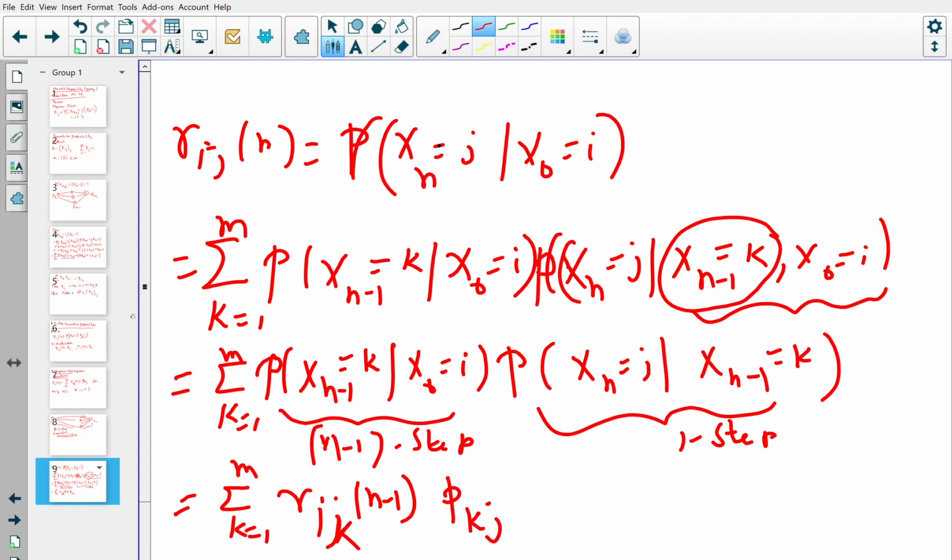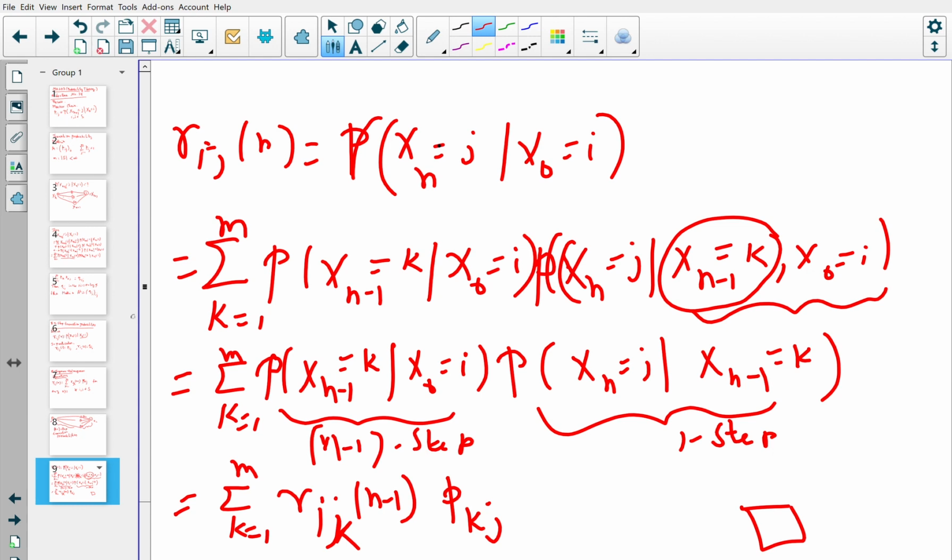Okay, so this is the proof, and this is called the Chapman-Kolmogorov equation. It is going to help us in future classes. We will see how it helps to calculate the long-term steady state and other things. That we will learn later.